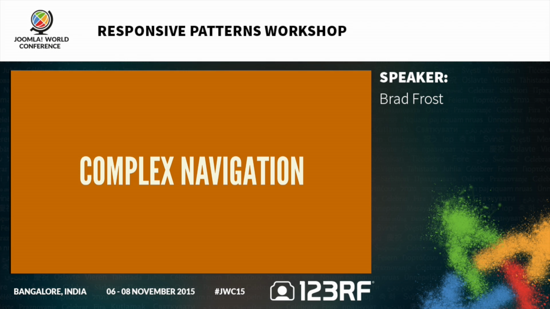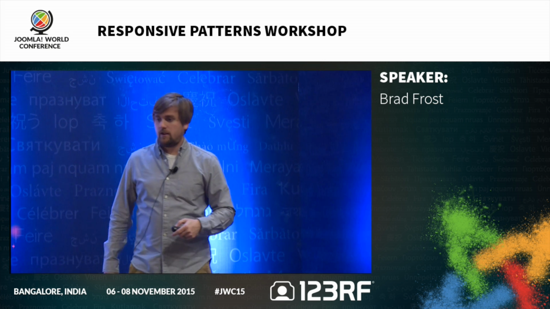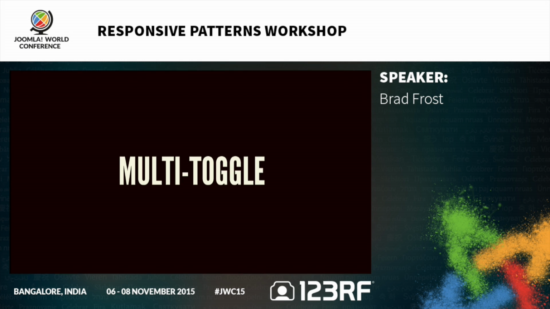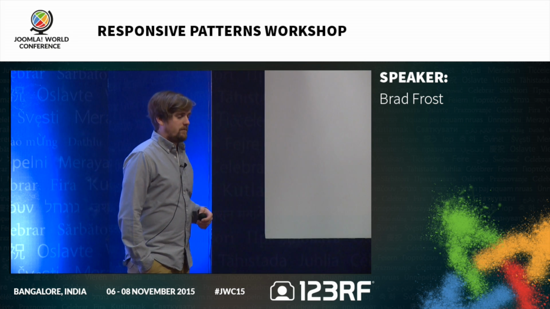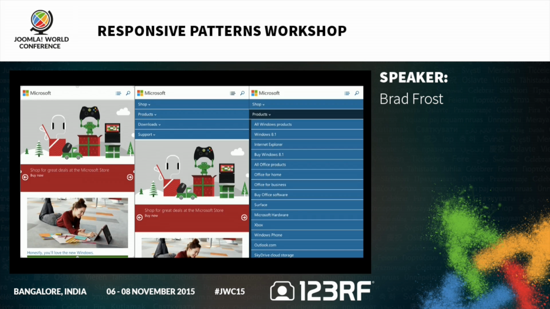Okay. Complex navigation. I just showed a bunch of single level navigation, right? Like one list of links. But sometimes you work for a big organization with multiple levels of layout and navigation drop downs and stuff like that. So there's a few different patterns that are pretty helpful for this. This one's called the multi-toggle, which is essentially just nested accordions.